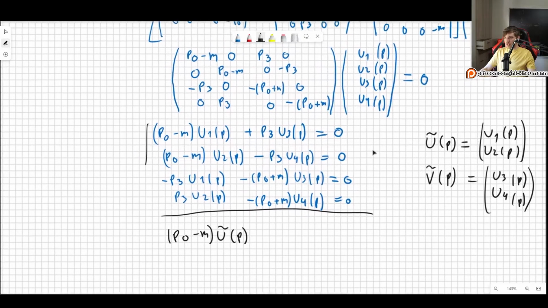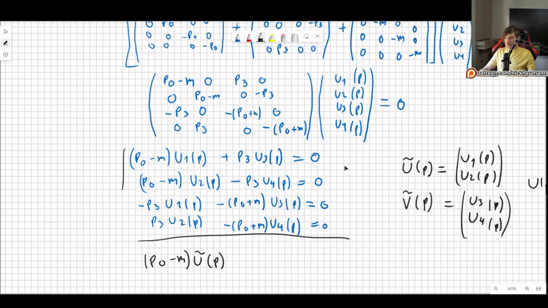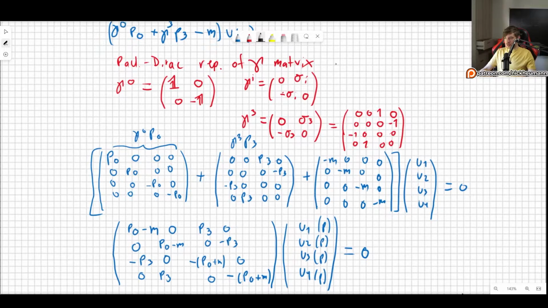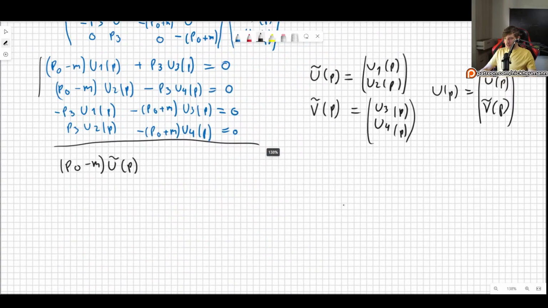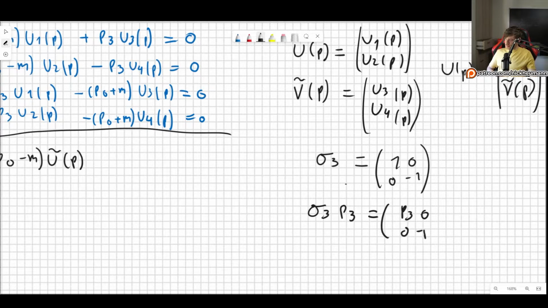Well, where have we seen something that is two-dimensional and has a positive and a negative sign, and is kind of something that is like unity? Something like this. So basically, what we want to use here is the third Pauli matrix. So sigma 3, we know that this is 1, 0, 0, minus 1. So if we multiply this times P3, sigma 3 P3, this is P3, 0, 0, minus P3.